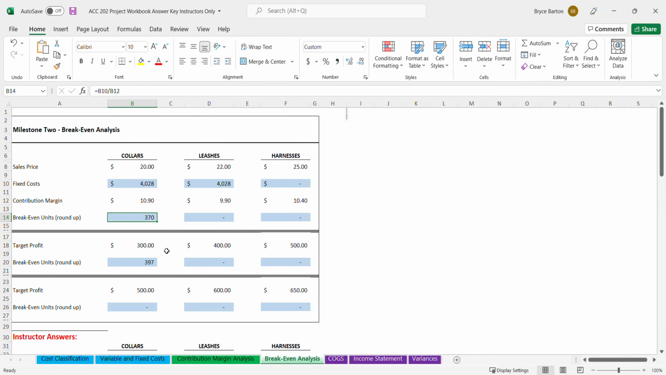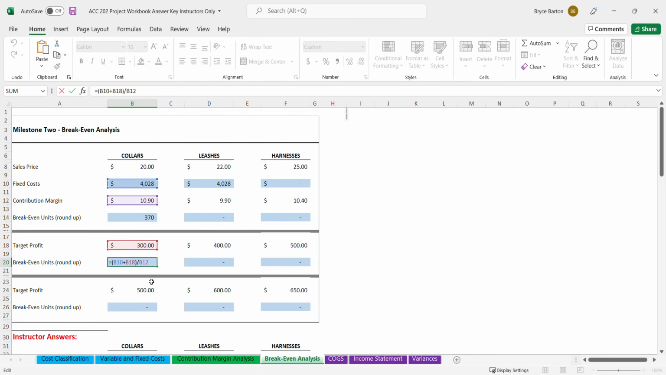So then our break-even analysis, that's what we're going for. Our break-even analysis is just when our total contribution margin covers our fixed costs, so it's fixed costs divided by your contribution margin. Hit enter, and when we sell 370 items, we will break even. We will cover our fixed costs at a sales price of $20. That's what that means. Then it wants a target profit of $300.